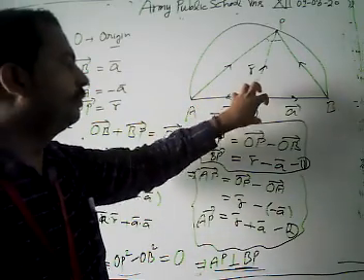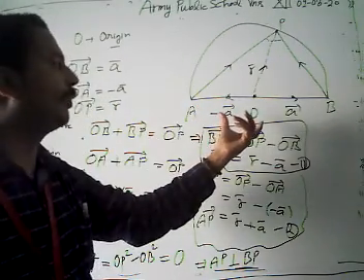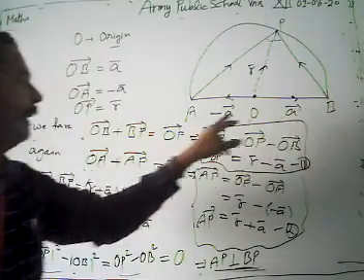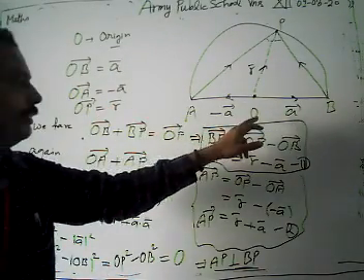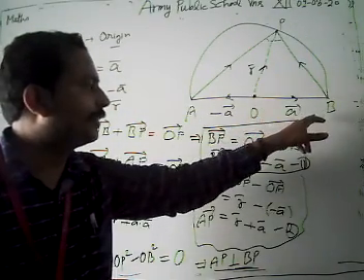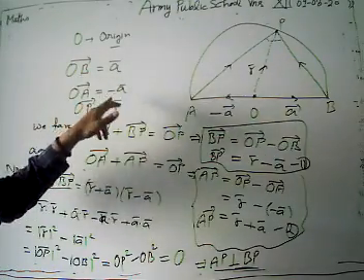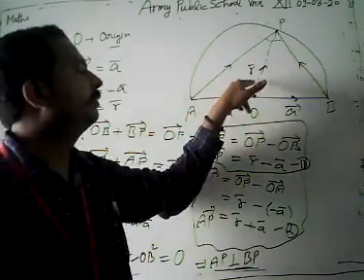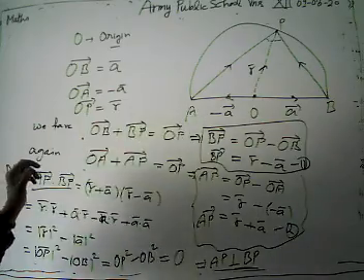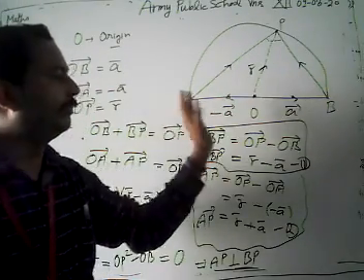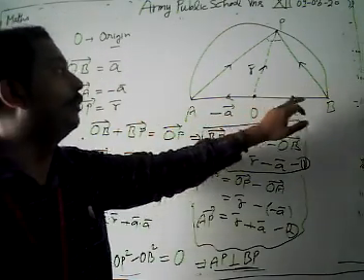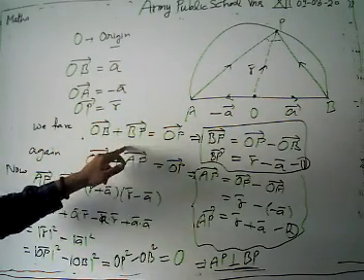Then what do we do? We take O, the center of the semicircle, as our origin. Then we take our OB as vector A. If our OB is vector A, it's the radius of the circle. Then obviously OA is minus times A. We take OP as a position vector R there. Then we use vector addition in the triangle OBP. We have OB plus BP is equal to OP.